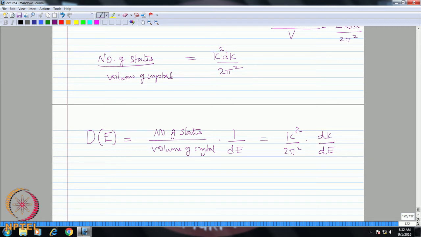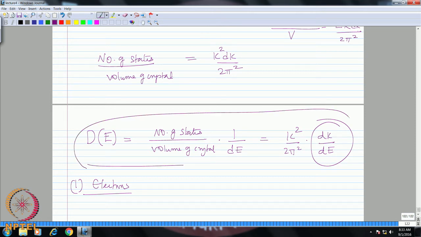Now, what we will do is, first we will calculate the density of states for electrons. All we need to know is the dispersion relation, then we can just substitute into this and we will be able to calculate the density of states. So, why do we need to introduce the density of states now?